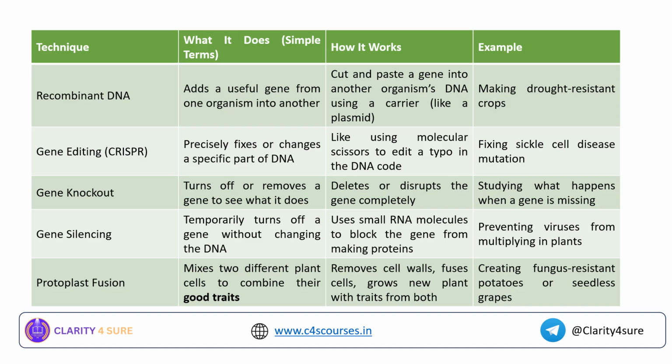So this will prevent the virus from multiplying in plants, so that the disease attack in the plant will also be reduced. So this is the basic difference between a gene knockout and a gene silencing.